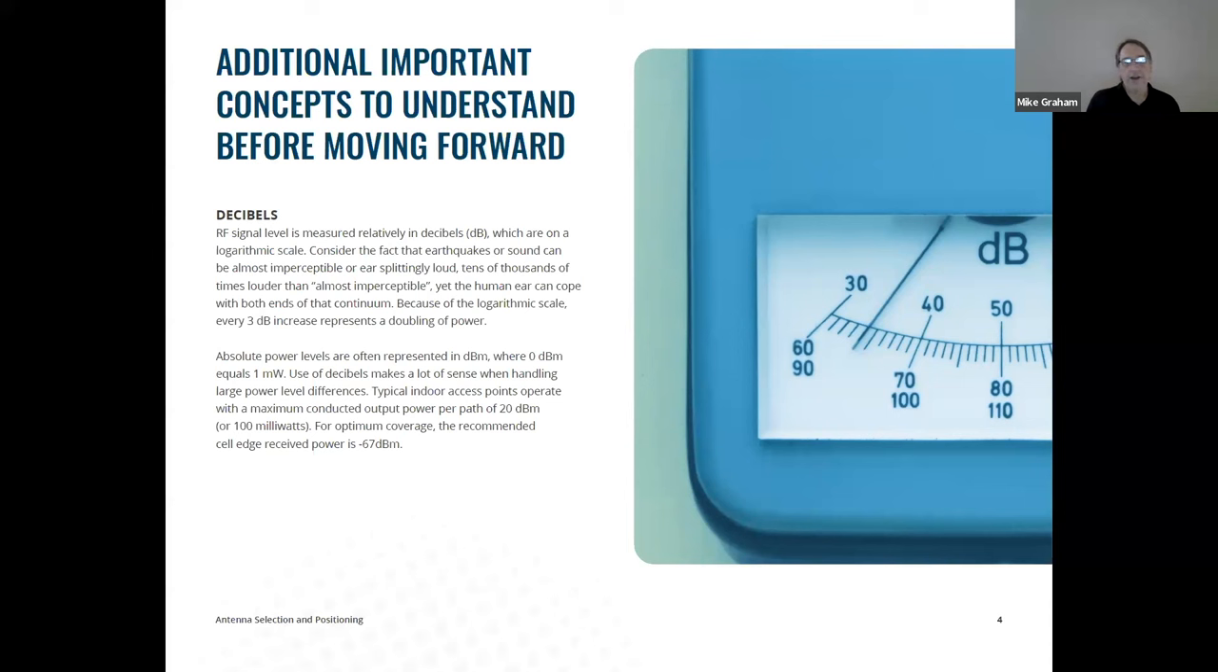The last sentence on here: for optimum coverage, the recommended cell edge is negative 67 dBm. And I'm not sure that that is not a little bit weak these days. As we move to higher and higher modulation rates, more complex coding of the symbols, you need more power to decode those higher data rates. So you may very well not see the full data rates at negative 67. You may need to be looking at negative 63 or negative 64 or something like that to really hit those very high data rates that are available with AC and AX coverage.